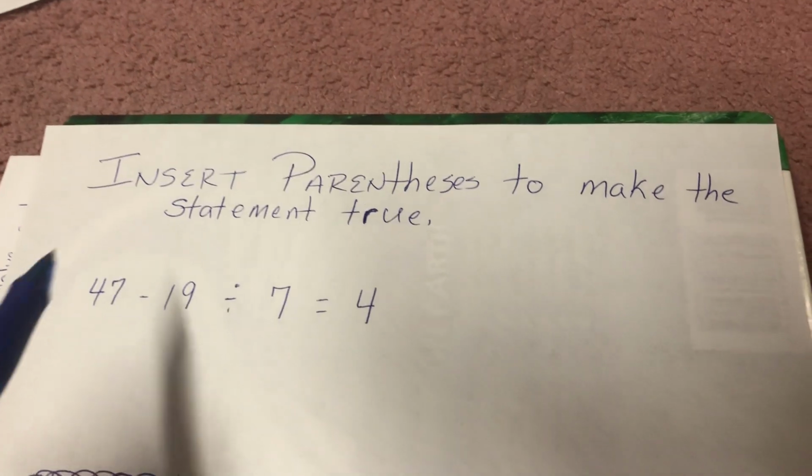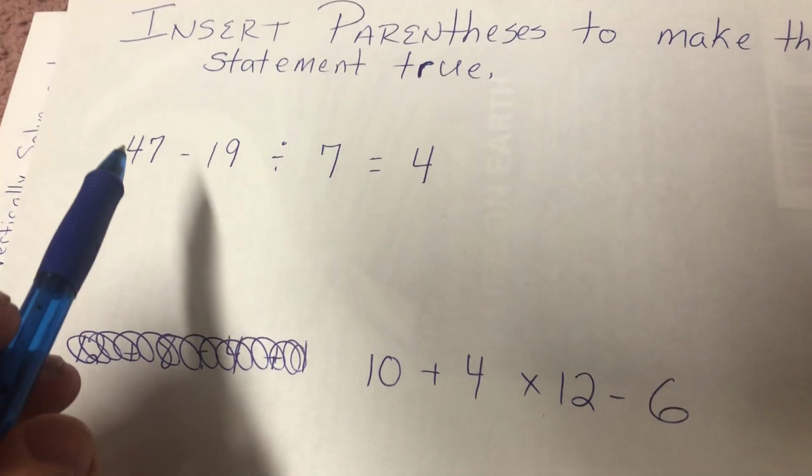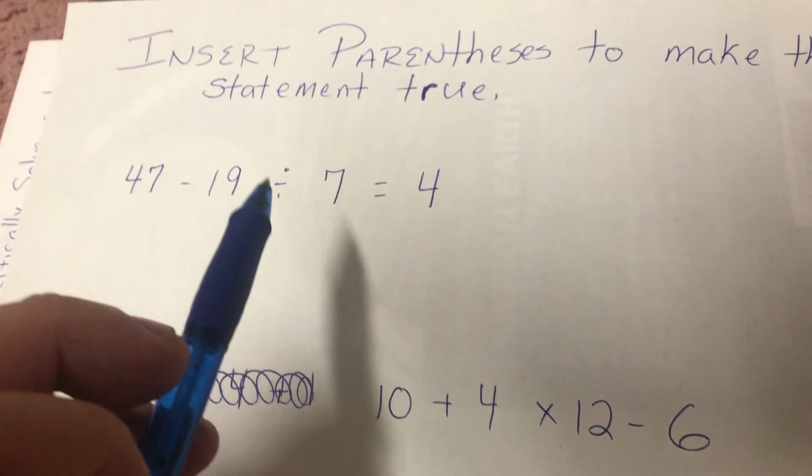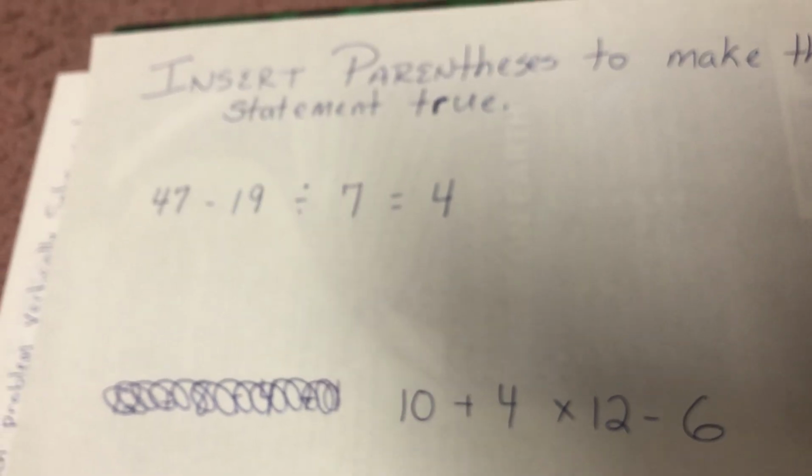Now the last part of what we want to talk about is where the directions tell you to insert parentheses to make the statement true. You're going to be given a problem like this: 47 minus 19 divided by 7 equals 4. Okay?